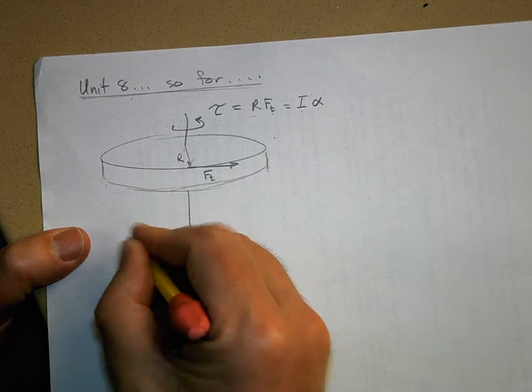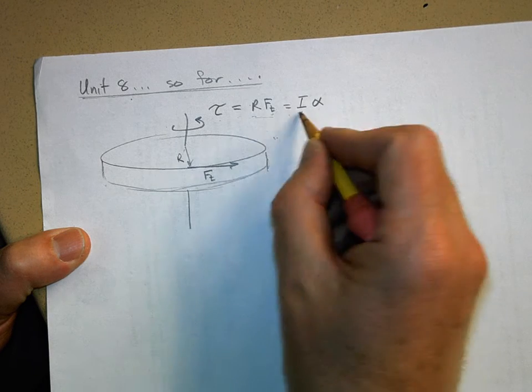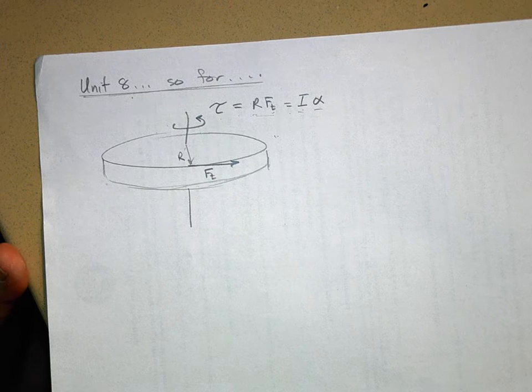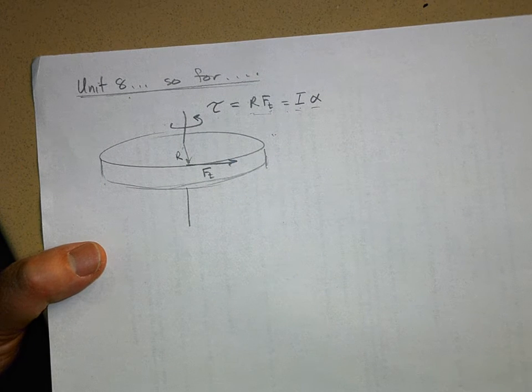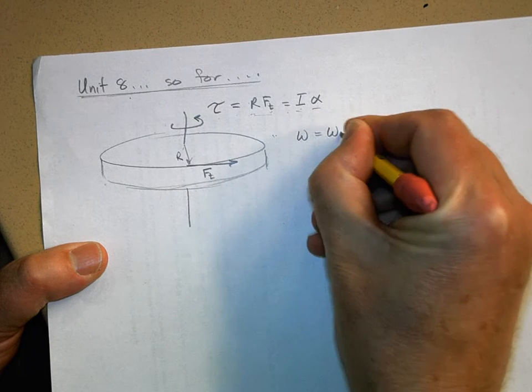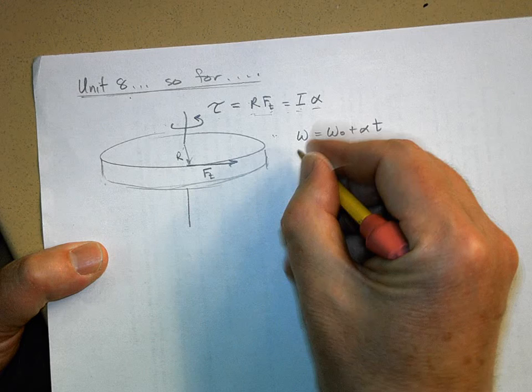Now, if your torque is constant and your rotational inertia is constant, then your angular acceleration will be constant. And if that's true, then you have what we call the kinematic equations for rotational motion that is very similar, almost identical to the kinematic equations we had for constant linear acceleration. And that would be omega equals omega naught plus the angular acceleration times time.